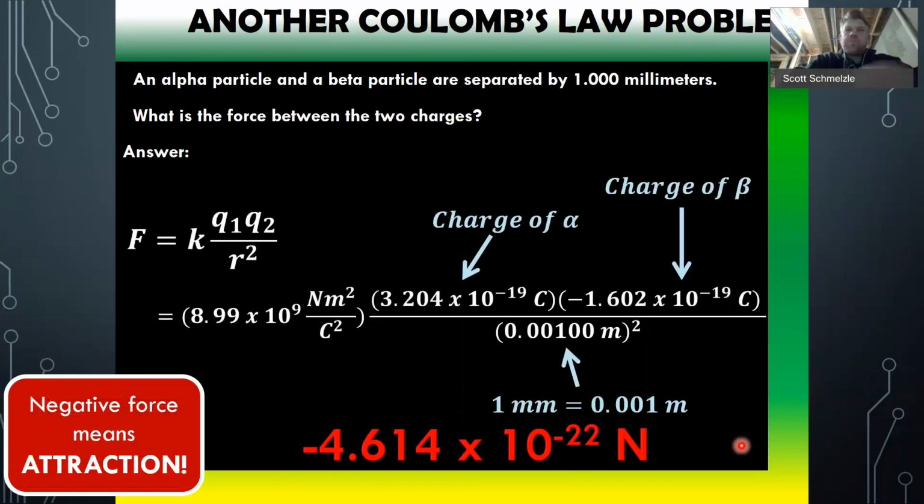Multiply them all together. Take the top bit, divide it by the bottom bit, multiply it by the 8.99 Coulomb's constant, and you're going to find negative 4.614. Now, understand, if we don't know that alpha is positive and beta is negative, we're going to see this force being negative. That means that these things are going to be attracted to each other. Not necessarily want. I don't know that they have brains, but all right.